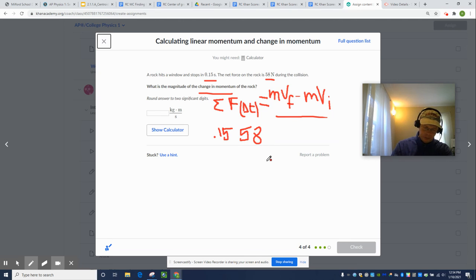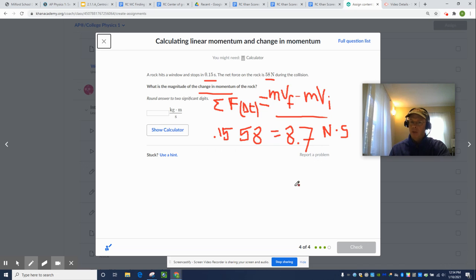What is 15% of 58? I have no idea. Let's see. 8.7. Newton seconds. That's the unit of impulse, a Newton second. 1 Newton applied over 1 second is 1 Newton second.